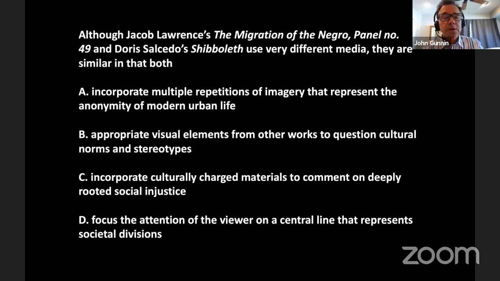And as you can see, the multiple choice questions in art history are not just one word answers. They're pretty complex, where you have to read every answer very well. And then you really have to think it out, because some of the distractors are often pretty tempting. But in this case, the correct answer is D, focus the attention of the viewer on a central line that represents societal divisions. I really loved the comparison of those 2 works yesterday.